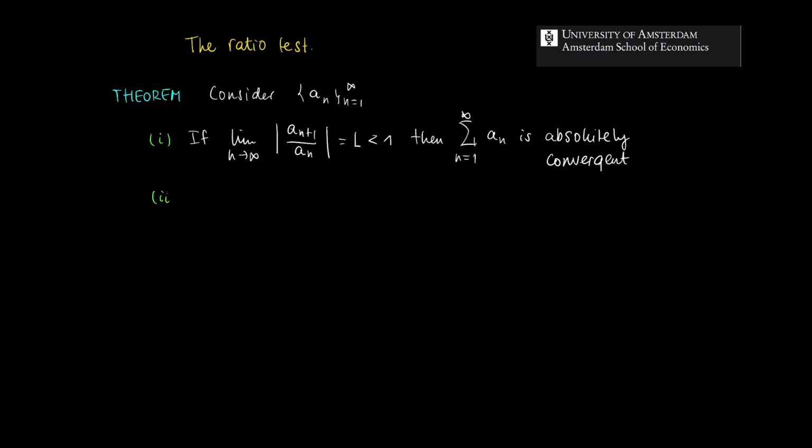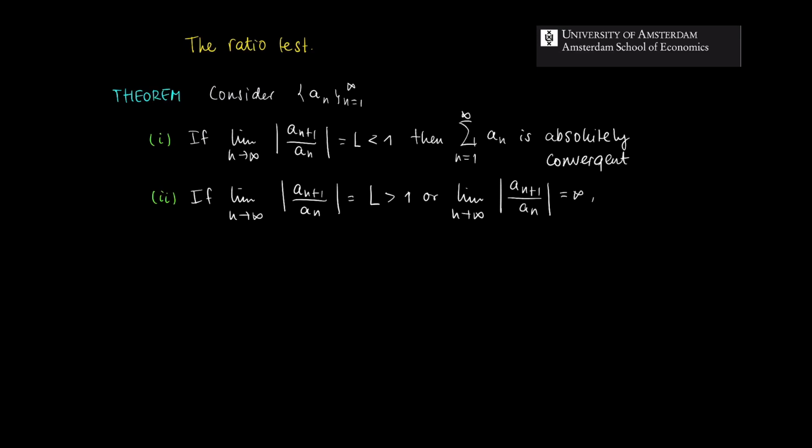The second part consists of showing that when the limit for n to infinity of the fractions a_{n+1} divided by a_n equals L, which is larger than 1, or the limit of a_{n+1} divided by a_n is infinity, then we may conclude that this sum is divergent.